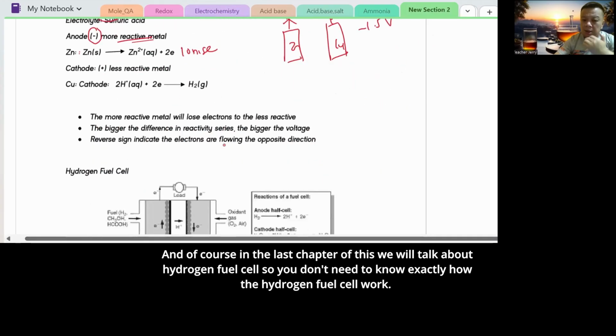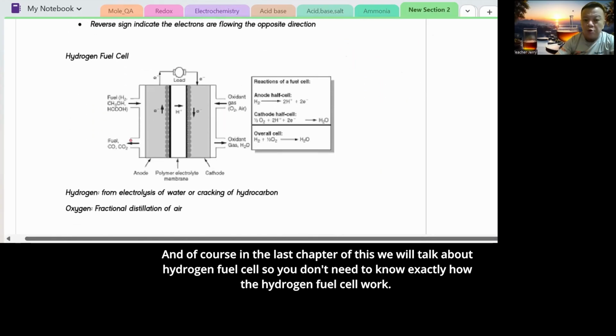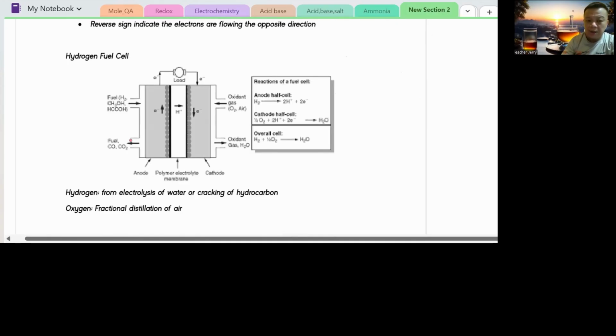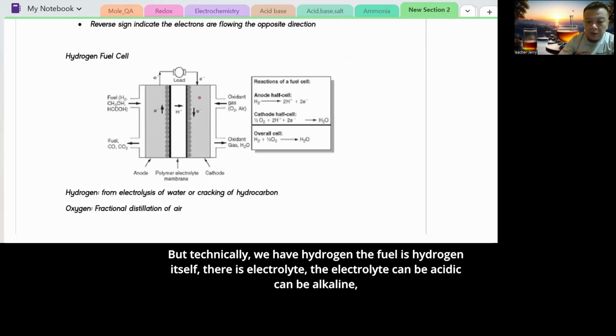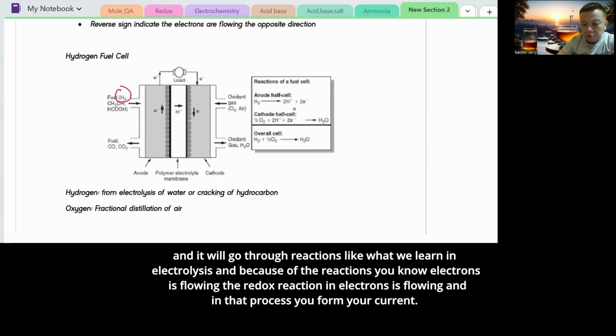And of course, in the last chapter of this, you will talk about hydrogen fuel cells. You don't need to know exactly how hydrogen fuel cells work. But technically, the fuel is hydrogen itself. There's an electrolyte, which can be acidic or alkaline, and it will go through reactions like what we learned in electrolysis. Because of the redox reaction, electrons are flowing, and in that process, you form your current.